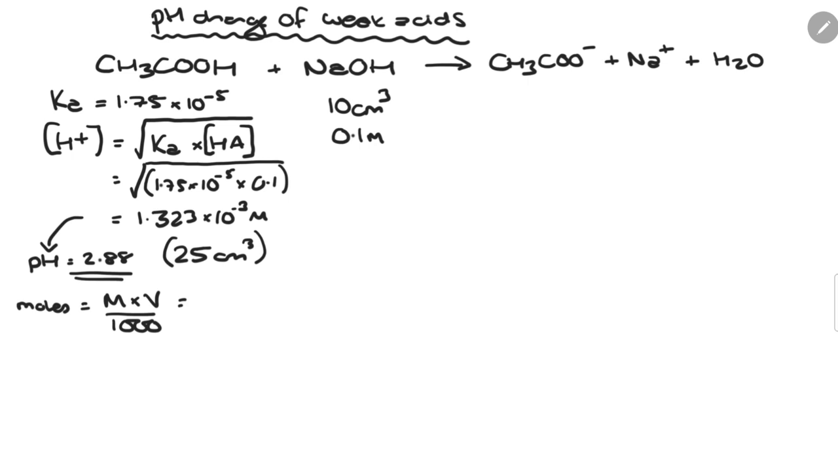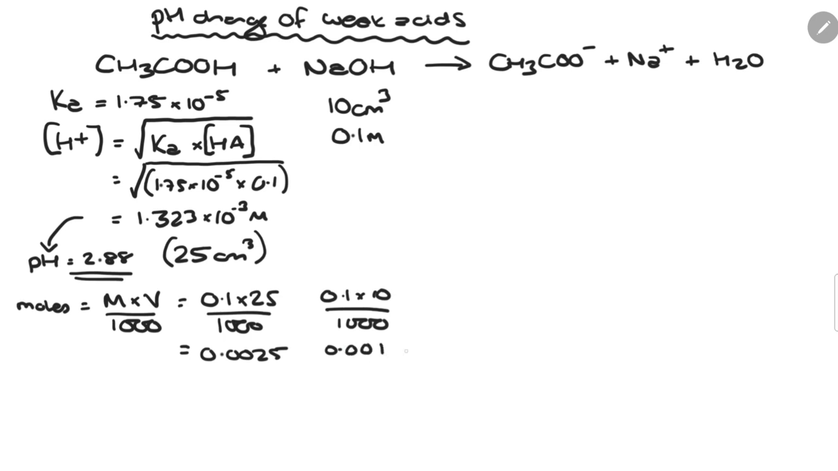So for ethanoic acid, that will be 0.1 times 25 divided by 1,000, giving us a value of 0.0025. And likewise for the sodium hydroxide, we'll have a value of 0.1 times 10 this time, divided by 1,000, and this time giving us a number of moles of 0.001 moles. So a slightly smaller number of moles.